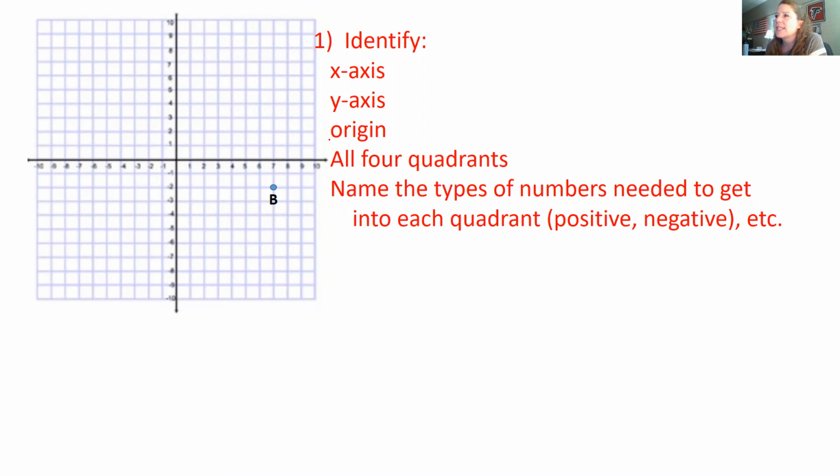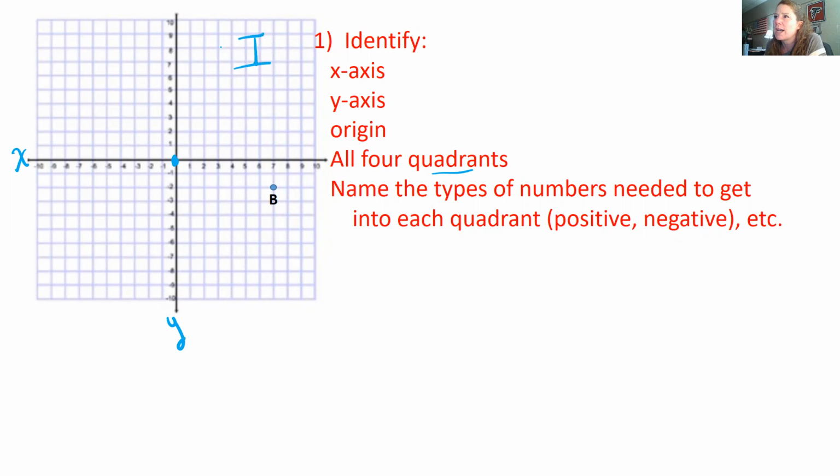All right, so on the test tomorrow, you're going to need to be able to identify these things that are listed here. So hopefully you do know where the x-axis is. The x-axis is always going to be this horizontal axis, and the y-axis is always the vertical axis. The origin is right in the center where those two lines meet, and the coordinates of this origin are 0, 0.